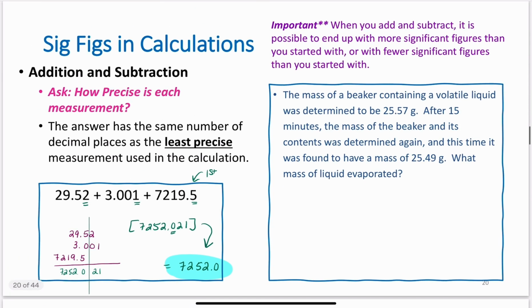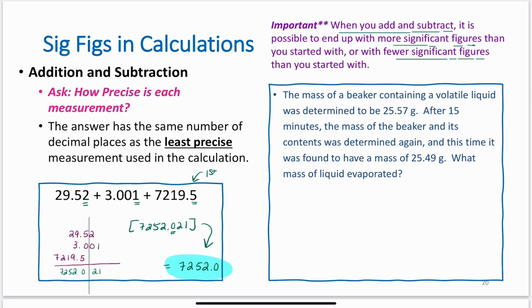Okay. So one thing to note here is this spot up here. It says, important, when you add and subtract, it is possible to end up with more sig figs or less, with more significant figures than you started with, or fewer significant figures than you started with. This is completely possible, and it throws students off. Remember, addition and subtraction is all about the precision of your measurements. You can actually end up with something more precise or less precise than what you had.